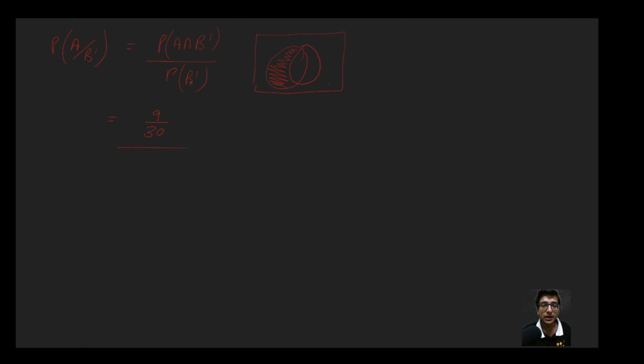And what is my P(B dash)? B dash is of course this A part included as well as this part. So this is 9 by 30 plus the universal part, which is 15 by 30, 1 by 2. I am writing it in this way so that my calculation becomes easier. From here I can directly cancel out 30, and what am I left with? 9 by 15 plus 9, which makes it 24. So 9 by 24. This is my probability of getting A given that B dash has occurred.